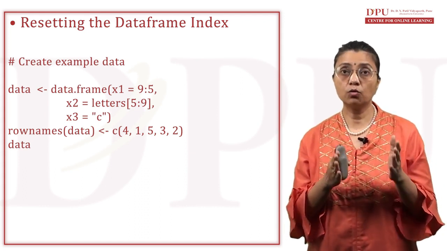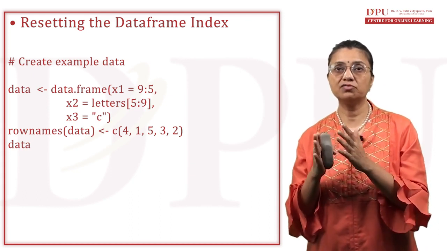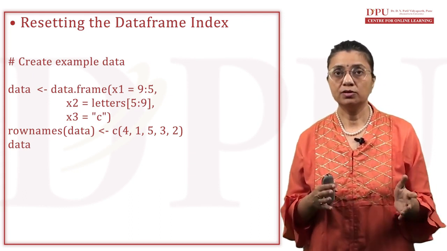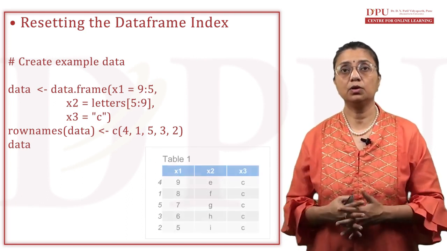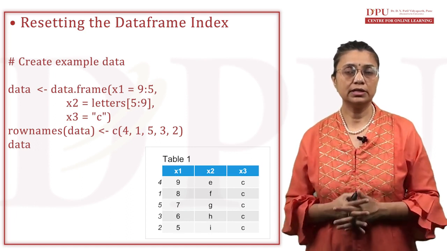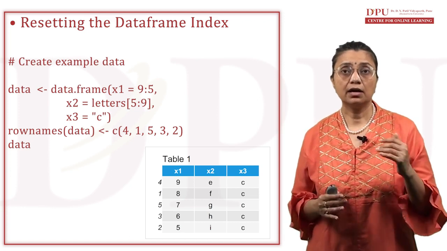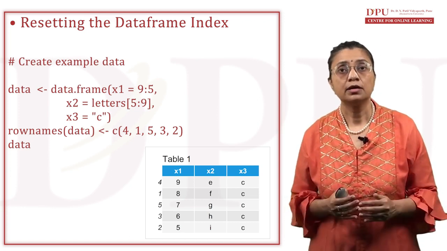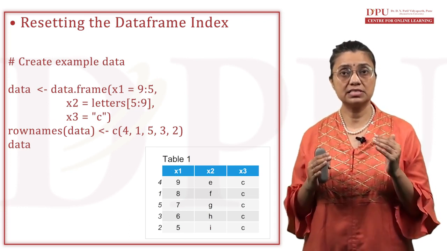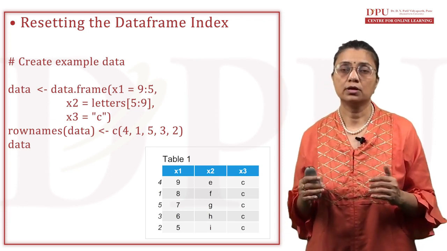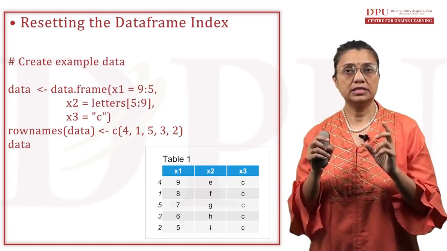So with the command row.names and within brackets data, I've assigned the values 41532 to the table. When I print data, I type the word data and press enter, I get the table on the screen. You can see that the first row, which is 9EC, has row name 4. Likewise, row name 1 has the data 8FC, row name 5 has 7GC, and so on. So basically, I have explicitly assigned the row names to the data.